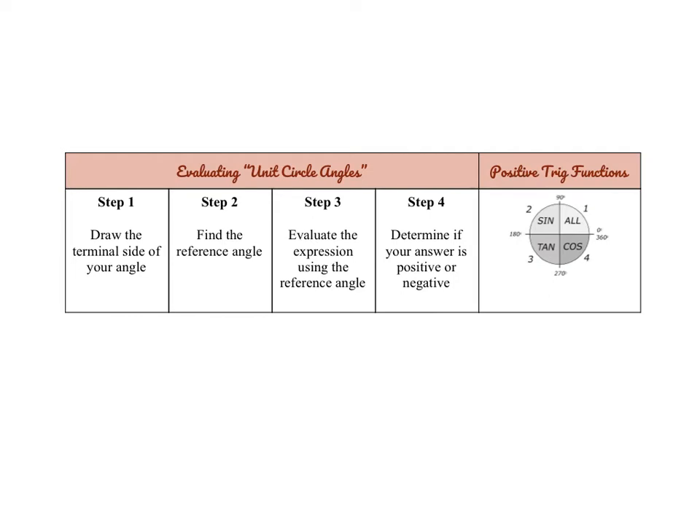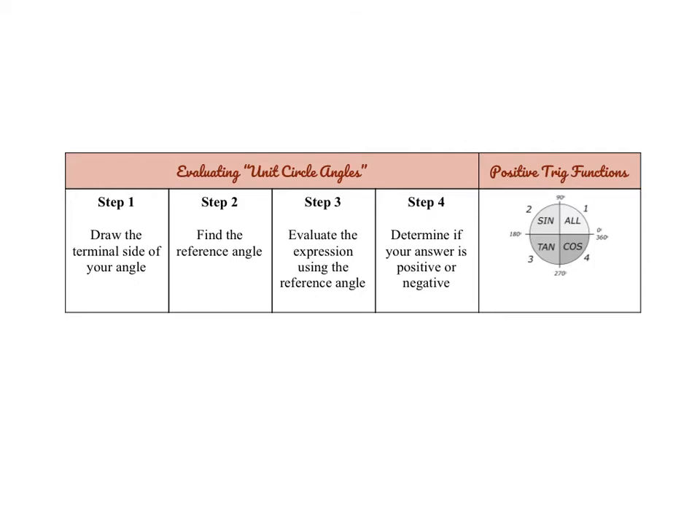Okay, so here's how we can evaluate our unit circle angles. If we have a trig ratio involving some form of 30, 45, or 60 degrees, we can follow these steps. Step 1 is to draw the terminal side of your angle. Sketch a graph so we know which quadrant we're working in. Then we find the reference angle. Then we can evaluate the expression using the reference angle instead of the original angle, and we can also use that little chart that we created in the warm-up. Then we simply need to determine if our answer is positive or negative based on which quadrant it's in.